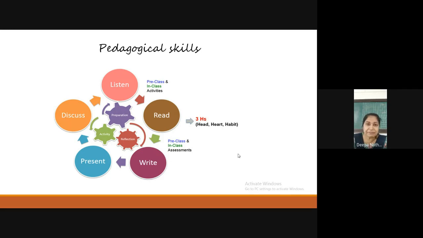Nowadays, we don't have, I must say, a habit of writing. Preparation, reflection, and activity go together. If you are given an activity, you prepare, you reflect. So listen, read, write, present, and discuss are the most important methods, or the skills we should develop, to come to a conclusion on a topic. What we do is we only speak. We don't listen. Unless we listen, we will not discuss. Okay, can we go to the next slide?